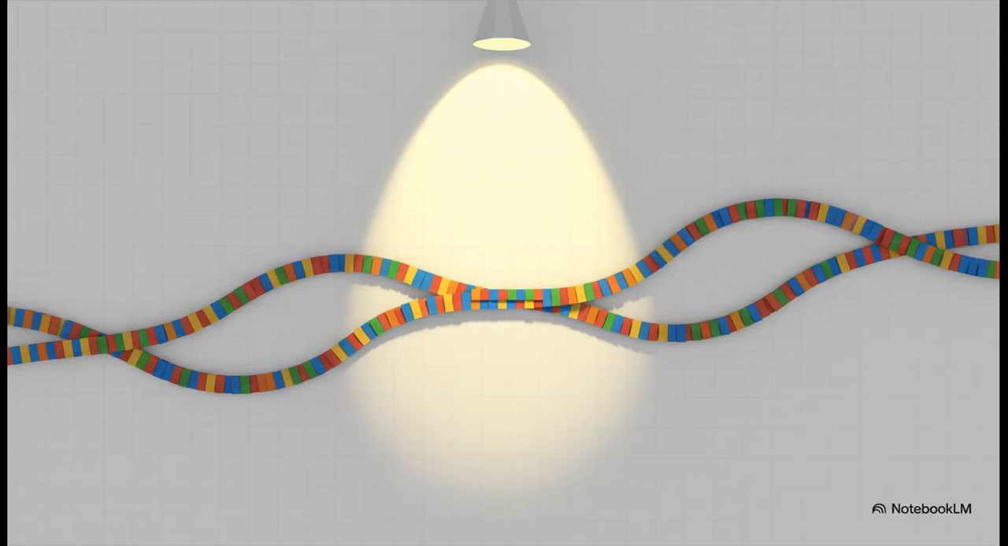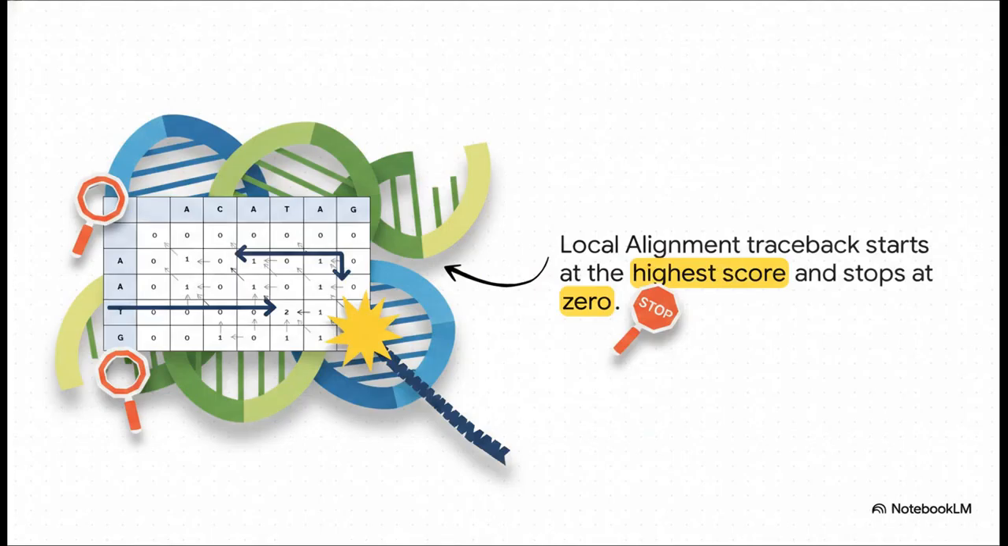Okay, but global alignment has its limits. It kind of assumes the two sequences are pretty similar overall. But what if they're not? What if you're comparing two really long, mostly different proteins that just happen to share one tiny critical piece? For that job, you need a different tool. You need local alignment. So local alignment uses a similar grid, but there's a game-changing twist.